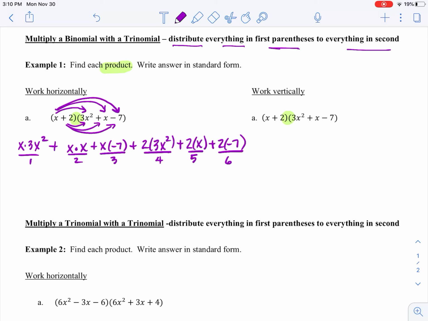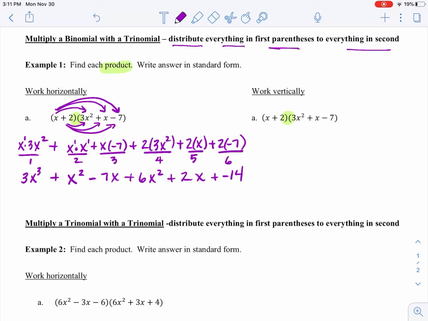So if I multiply 3x squared times our x, don't forget about the invisible 1. We add up those exponents and get 3x to the third. If I multiply x times x, again, don't forget about those invisible 1s, we get x squared. If I multiply x times negative 7, we get negative 7x. If I multiply 2 times 3x squared, I get a positive 6x squared. If I multiply a 2 times the x, that 5th multiplication that I'm doing, I just get 2x. And the 6th multiplication that I'm doing is just 2 times negative 7, which is negative 14.